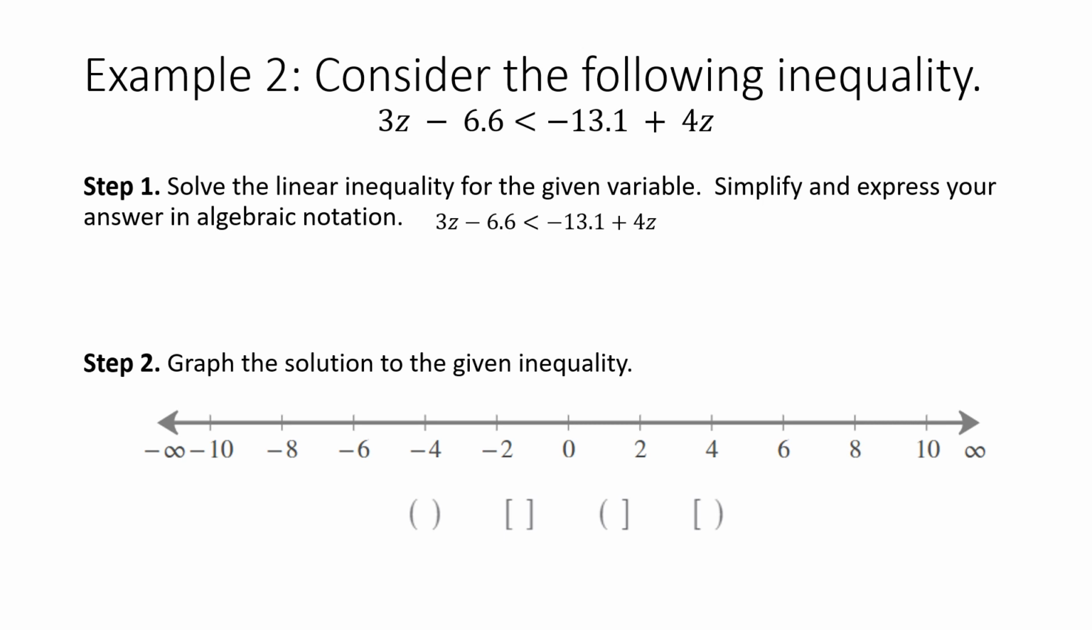So I'm going to solve this inequality like I would a normal linear equation. I always start by moving the variable, and I like to move the smaller of the two variables. And so I'm going to move my 3z. It's a positive 3z, so I'm going to subtract 3z on both sides. And then I'm going to bring everything else down: that negative 6.6, my inequality, and that negative 13.1.